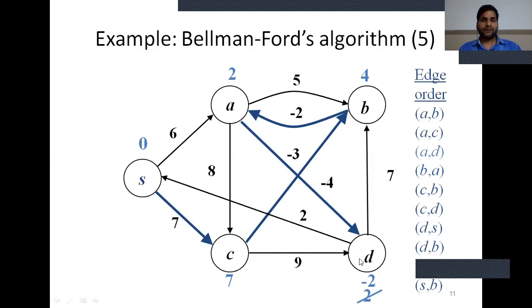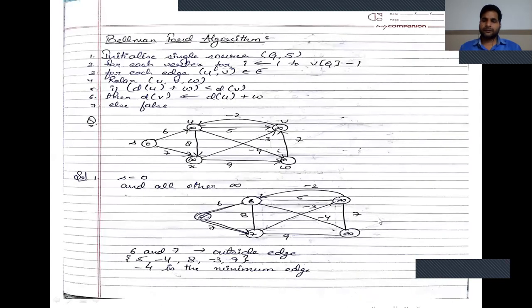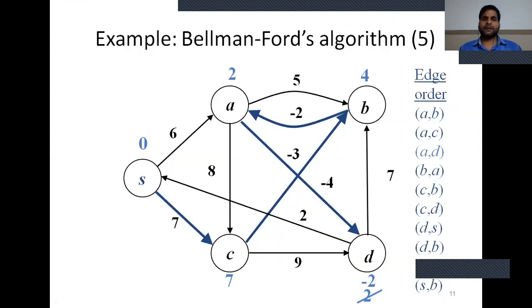Then we apply next edges like that. 7 minus 2, not relaxation. Similarly 4 minus 2 equals 2, not relaxation. This is the final graph, the solution of the graph.